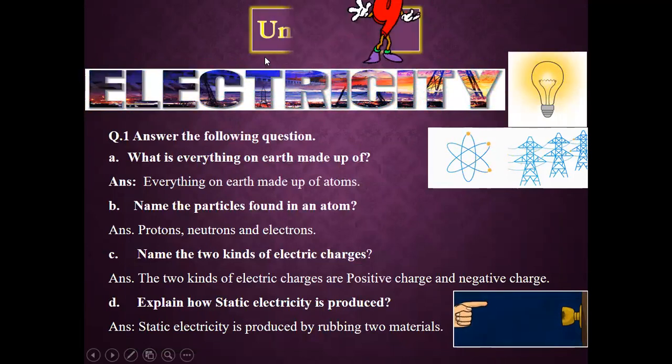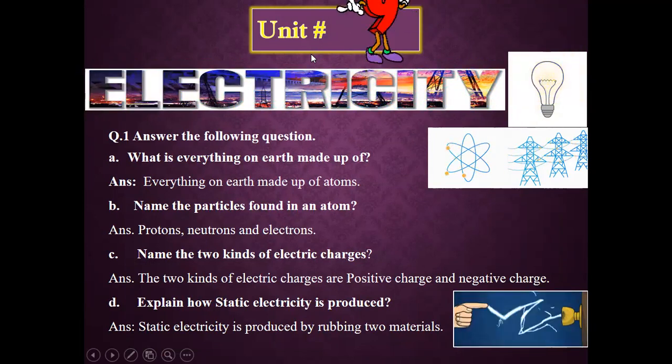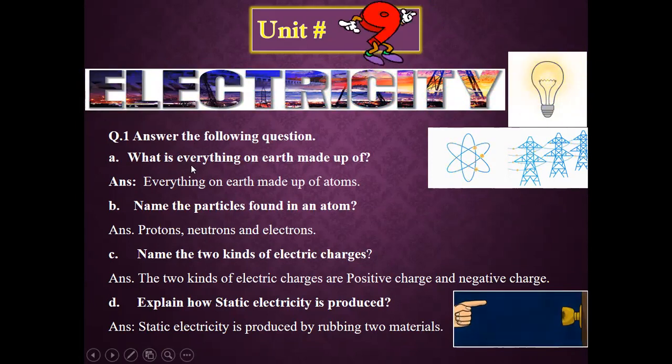Now we come to today's work, students. Today's work for unit number 9, electricity. First of all, write the date and day on the top and then start writing in your notebook. Don't forget to make a nice title page of unit number 9. Question number 1, answer the following questions. What is everything on earth made up of? Students, everything on earth is made up of atoms.